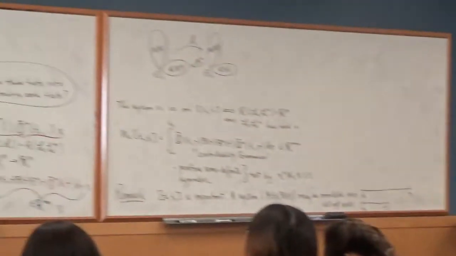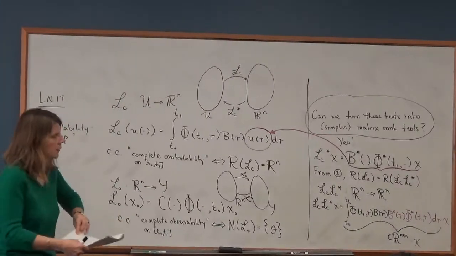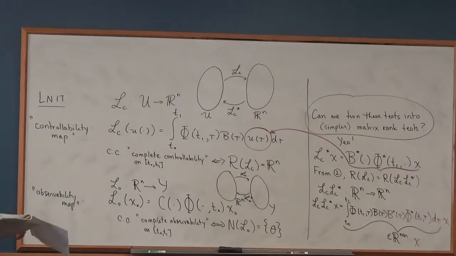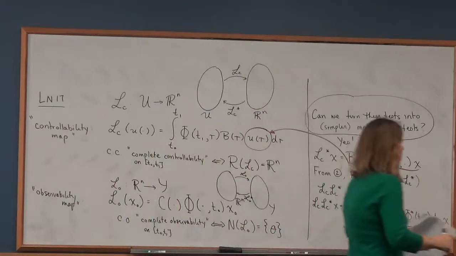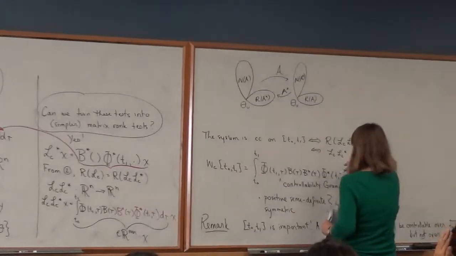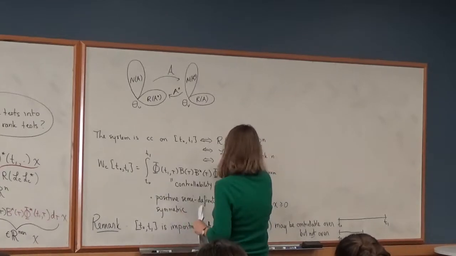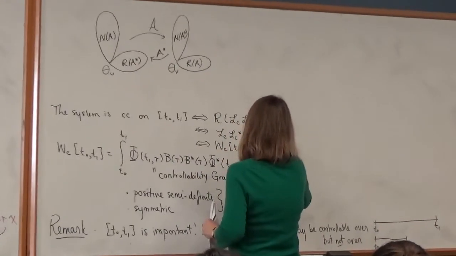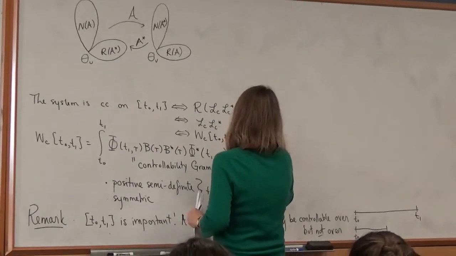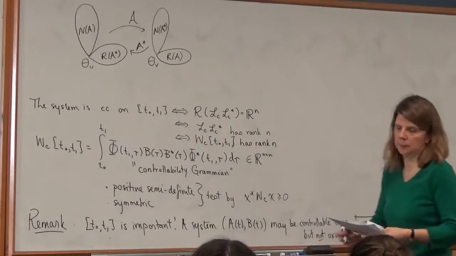Okay, so let's continue. We've talked about controllability. We've turned it into a matrix rank test, and we defined this controllability Grammian. So basically now controllability is, let's just rewrite that, WC between time t0 to t1 has rank n. Just to be explicit in terms of the controllability Grammian.